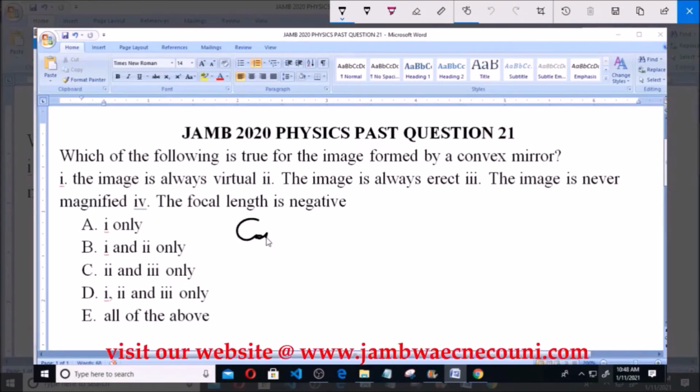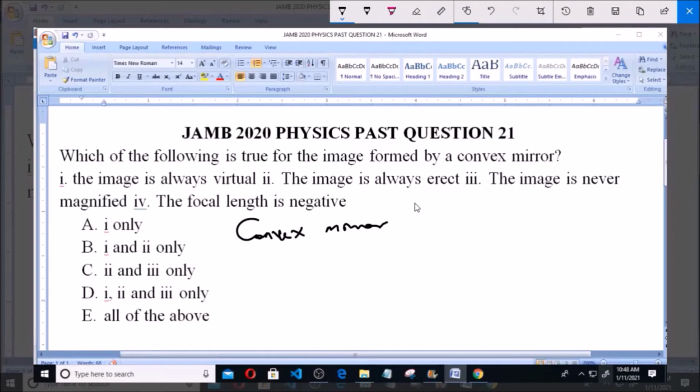Now, a convex mirror is a type of curved mirror, and it is represented like this. This is a convex mirror. For an image formed by a convex mirror, let me illustrate it. If you have a convex mirror like this, and you have an object placed on the principal axis, let's assume this is the object. Let's assume this is the principal focus, and this is C.